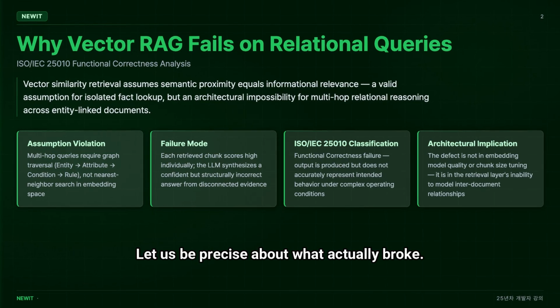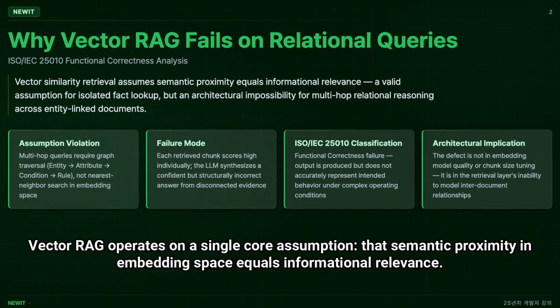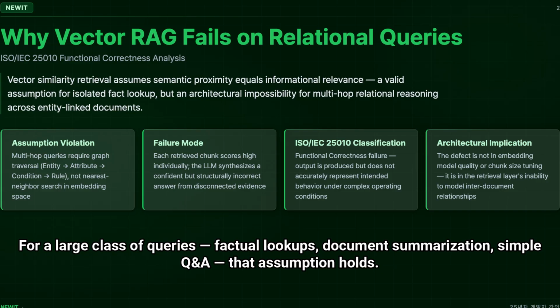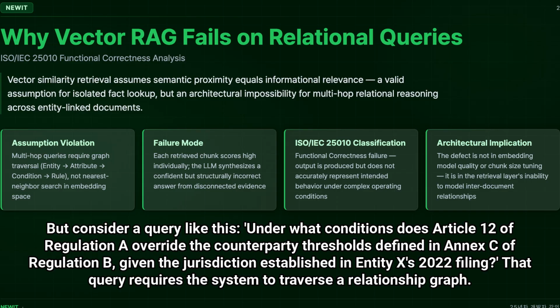Let us be precise about what actually broke. Vector RAG operates on a single core assumption. Semantic proximity in embedding space equals informational relevance. For a large class of queries, factual lookups, document summarization, simple Q&A, that assumption holds. But consider a query like this. Under what conditions does Article 12 of Regulation A override the counterparty thresholds defined in Annex C of Regulation B, given the jurisdiction established in X's 2022 filing?